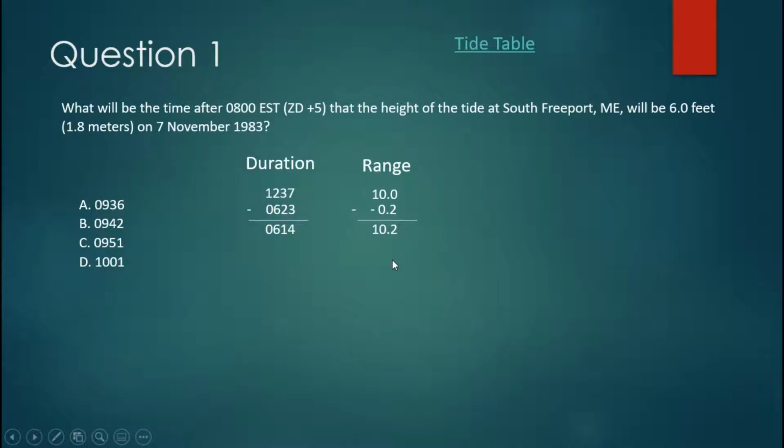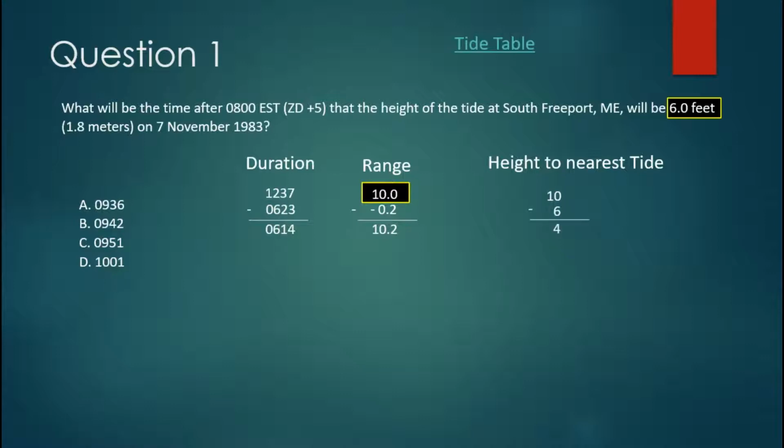Now in the last lesson, we were looking for a time to the nearest tide, and in this lesson we're looking for a height to the nearest tide. And our problem wants to know when our tide will be 6 feet, so we're going to see which one of these tides that number is closest to. In this case, it happens to be closer to 10 feet, so we'll do the arithmetic there and come up with 4 feet. All right, and it's 4 feet to high water.